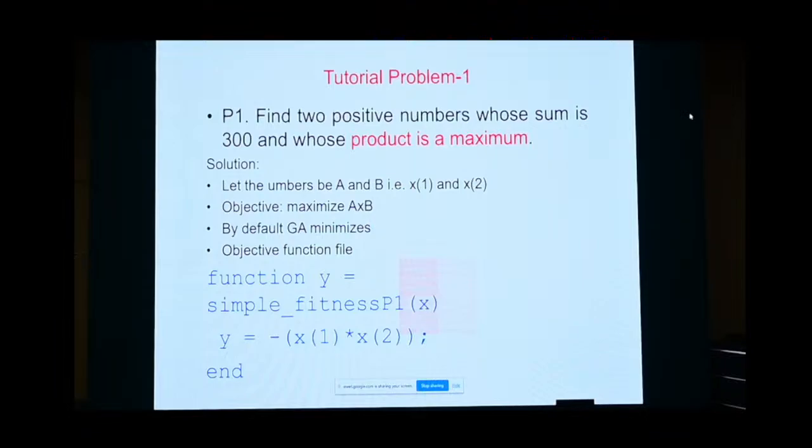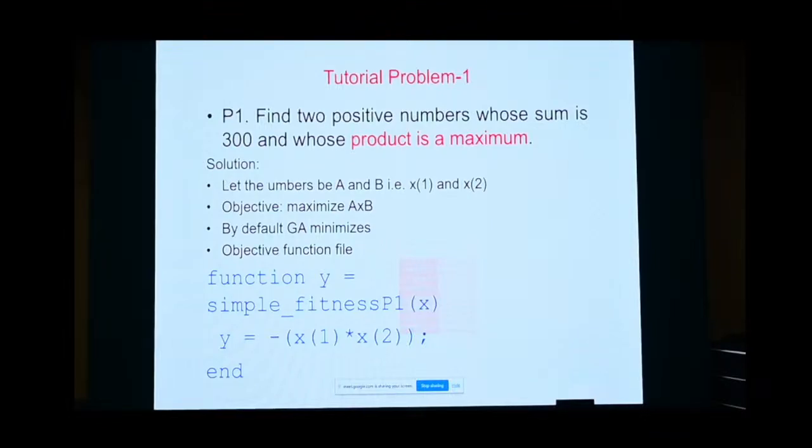Suppose there are two variables, because it is two positive numbers. Number of variables will be 2. So if A and B are the two positive numbers, product is maximum. A into B should be equal to our objective function. So f of x, the fitness function for problem 1, is x1 into x2. And because by default GA minimizes the objective function, and our problem is a maximization problem, you have to put a minus sign here. So y is equal to minus of x1 into x2. So that is our objective.